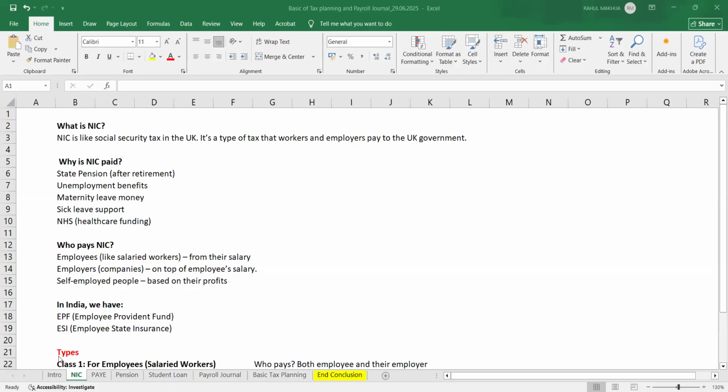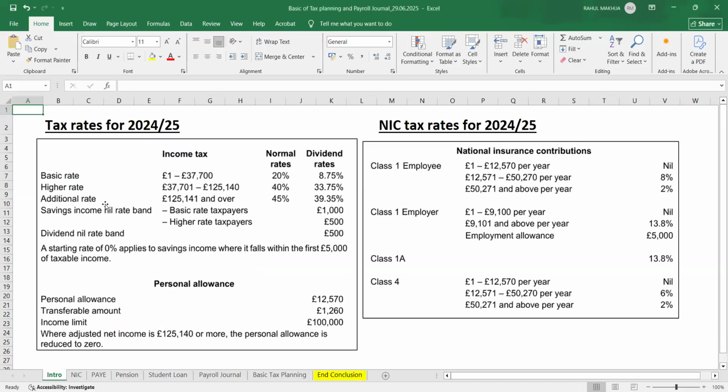Hello guys. Today we will be learning about the basics of tax planning and payroll journal, how payroll journal is being posted in the books of accounts and how tax planning works.